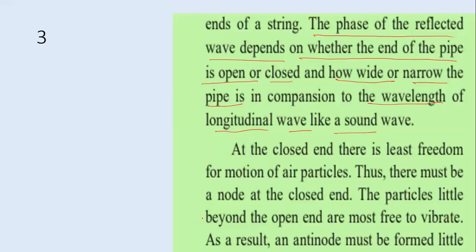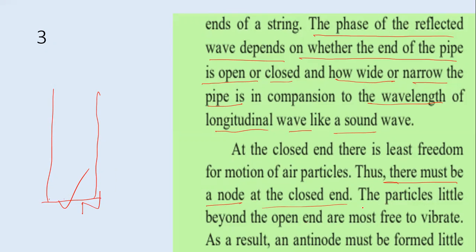The phase of the reflected wave depends on these things. At the closed end, there is the least freedom for motion of air particles. Here, at this closed end, there is the least freedom for motion of air particles. Thus, there must be a node at the closed end. There must be a node at this closed end.